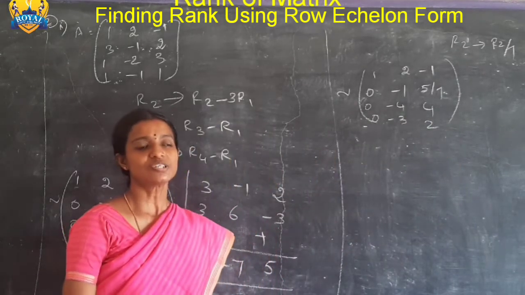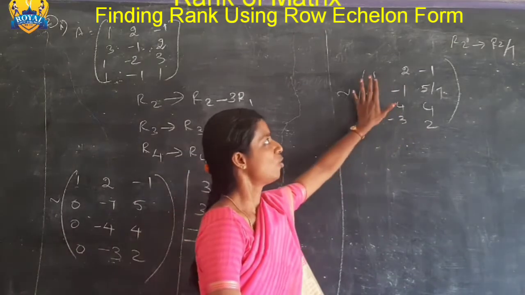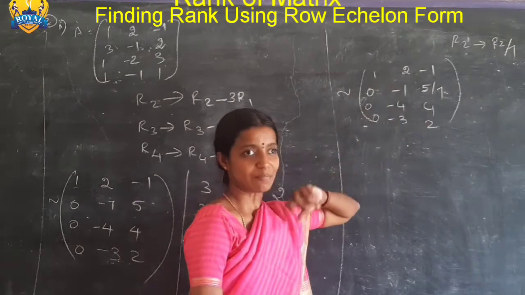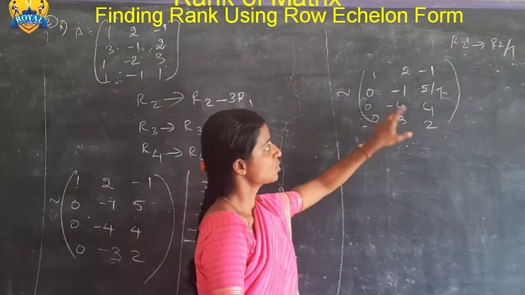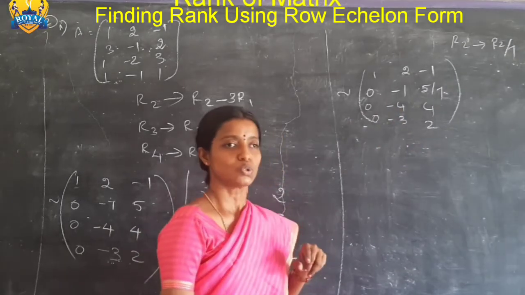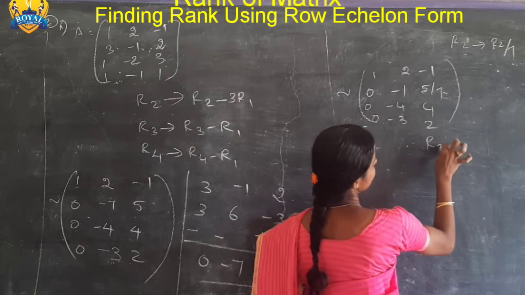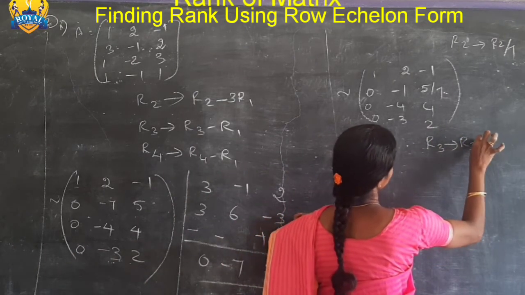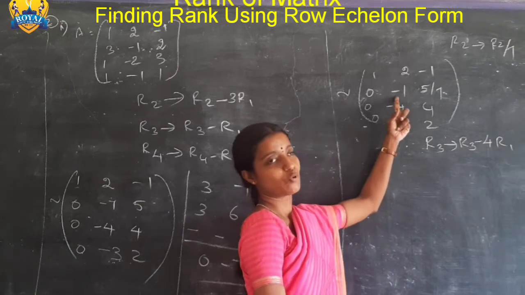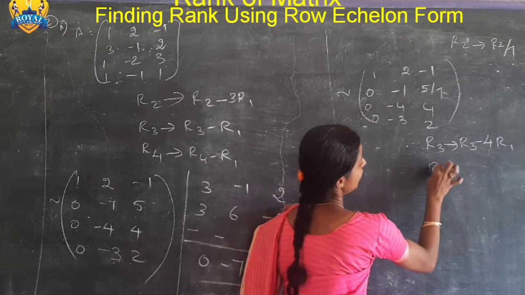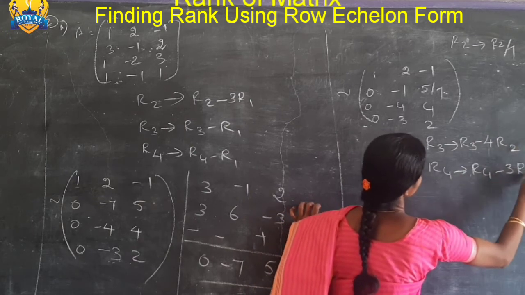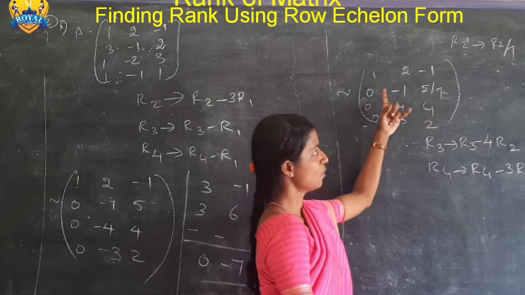Followed, children? Now, since I have 1, and all these are zeros, so very good. We are in a very good condition. Now, since I have here minus 1, with the help of this minus 1, I can make minus 4 and minus 3 easily 0. So, what shall we do? R3 implies R3 minus 4R2. I am going to multiply by 4 and subtract from R3. R4 implies R4 minus 3R2. I am going to multiply row 2 by 3 and subtract from row 4.